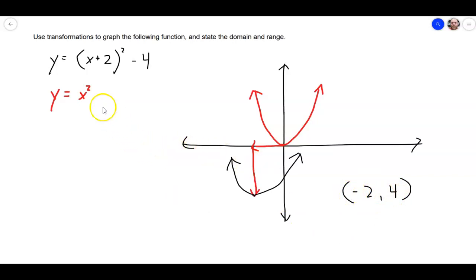Again, we can just take any point that we want for x and see what our y is. Let's take the easy one, 0. If I put a 0 in here, I'm going to get 2 squared, which is 4, and 4 minus 4 is 0. So I'll actually get the point (0, 0). After choosing the parabola, I'm going to put a point at (-2, -4), and then a point at (0, 0), and that's it.